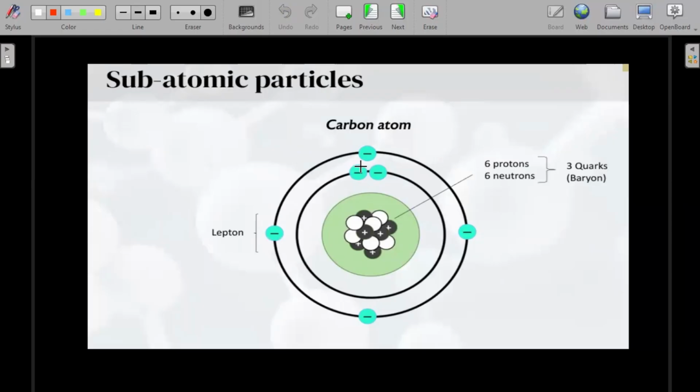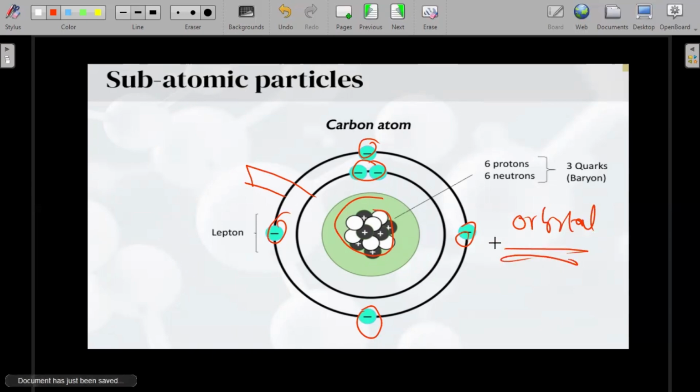Okay, so this is what we are talking about. In this, we are going to find protons and neutrons. Then you are going to find electrons that are located in the shells, like that. These are actually energy levels. And these are electrons, and these electrons are going to be found in a space called an orbital.